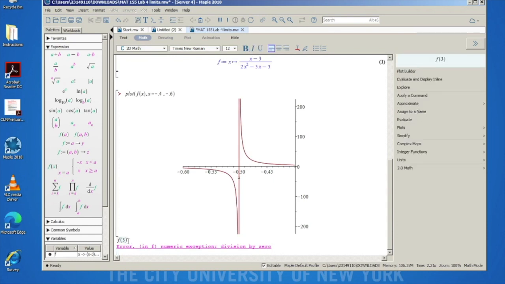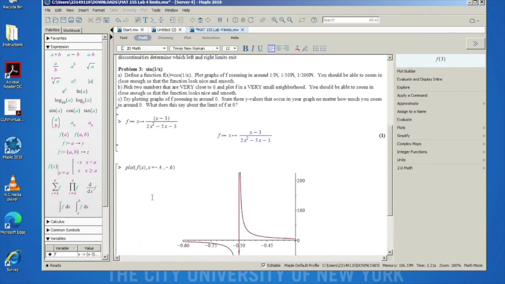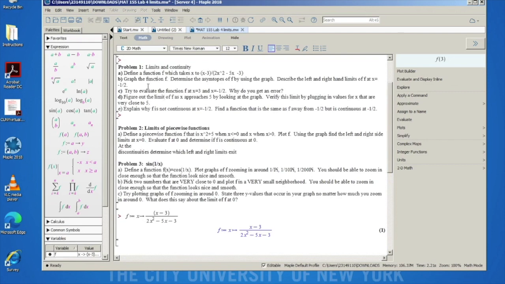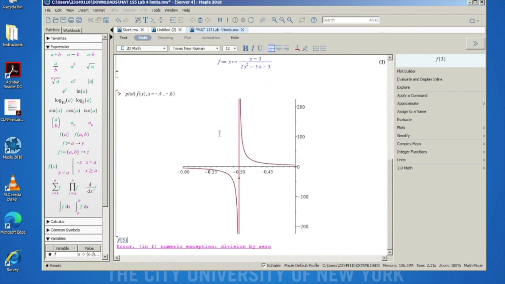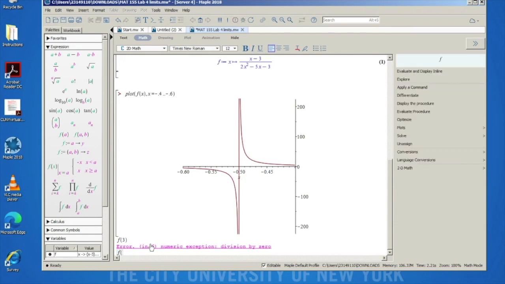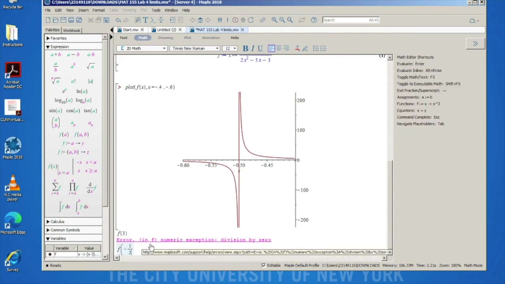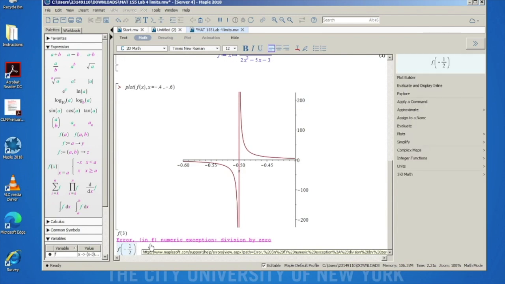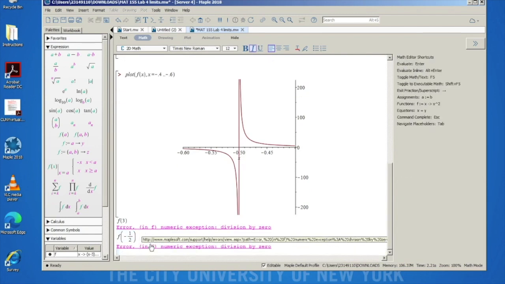Now, notice that when I put f of 3, I get numeric exception error, division by 0. So I cannot actually do this. The question is, why is this happening? Why did I get an error? Well, let's try to do f of negative 1/2. If I do f of minus 1/2, I get the same error. So again, I have division by 0.